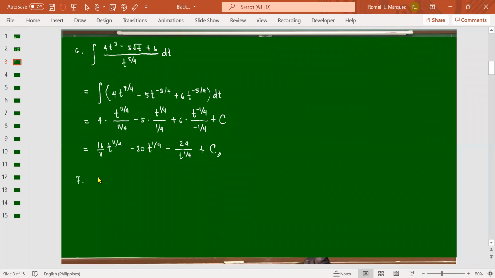So what about if I have this integral? Integral of x squared plus 4 quantity squared, guys. How do we evaluate this?